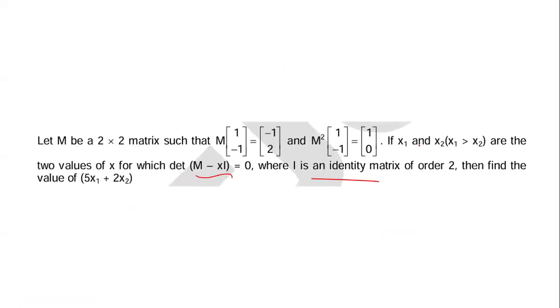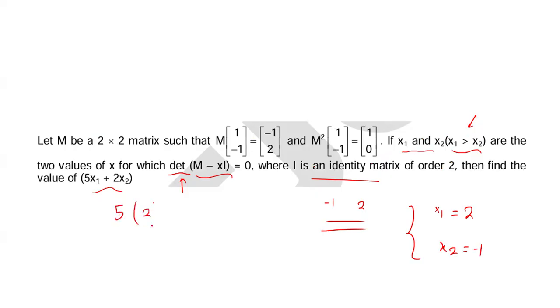Now in the problem it is given that x1 and x2 are two values which satisfy this thing, determinant of M minus xI matrix is 0. So we got two values, one is minus 1 and another is 2. And x1 is greater than x2. So x1 value is 2 and x2 value is minus 1 based on this information. Now finally we have to find out the value of 5 times x1 plus 2 times x2. So 5 times x1, which is 2, and 2 times x2, which is minus 1. So this will give us 8. So 8 is the final answer, and in this way we can solve this.